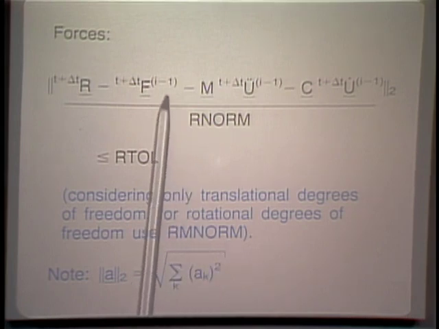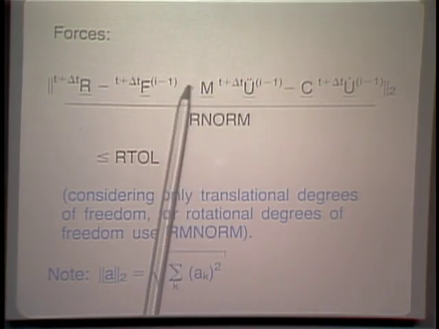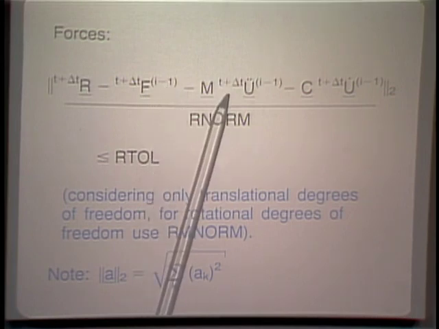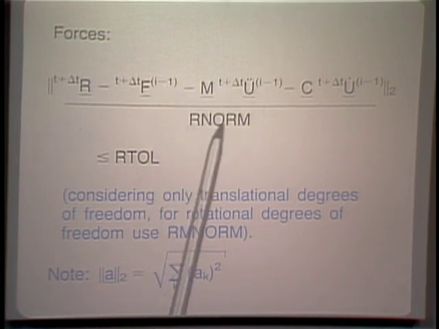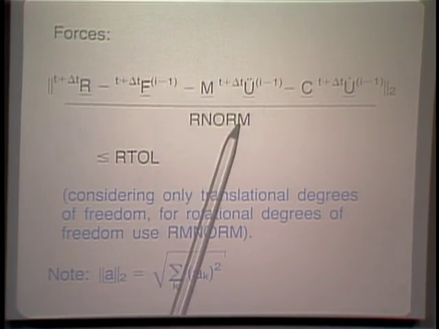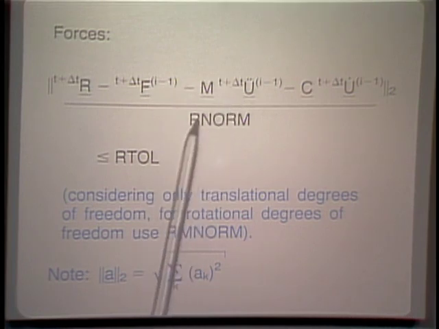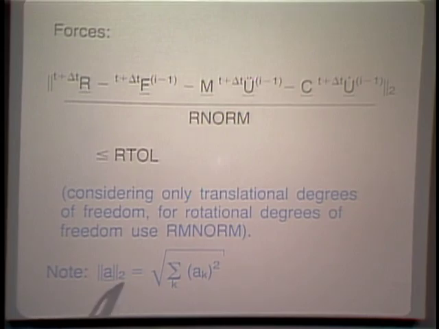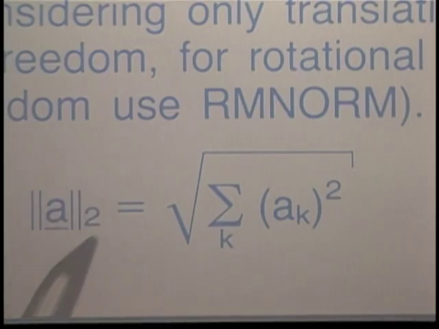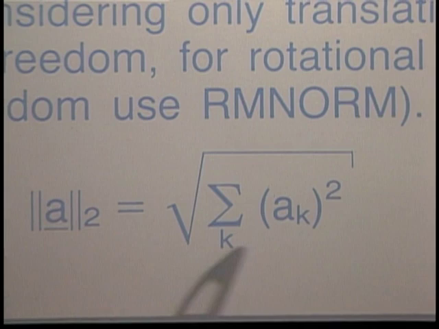The point is that we want to have up here only those components that carry the same units as we have down here. Once for translations, once for rotations. And of course, recall, we are talking here about the Euclidean norm, which is defined as shown here. We went through this already earlier when we talked about the convergence criteria in static analysis.